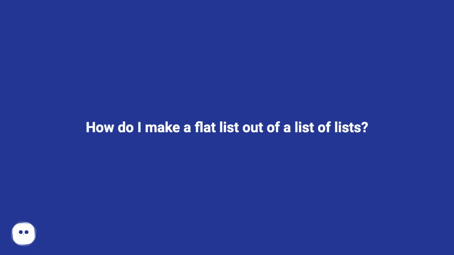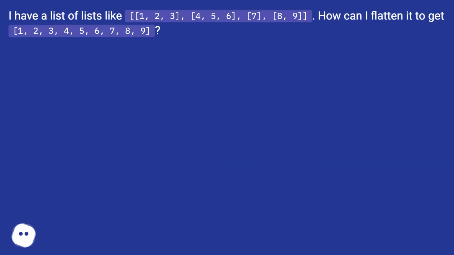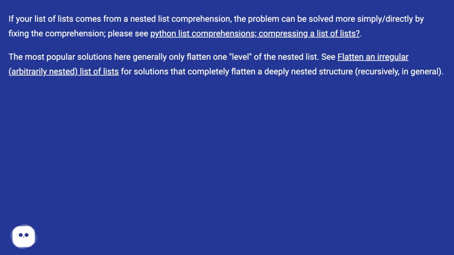How do I make a flat list out of a list of lists? If your list of lists comes from a nested list comprehension, the problem can be solved more simply / directly by fixing the comprehension. Please see Python list comprehensions.